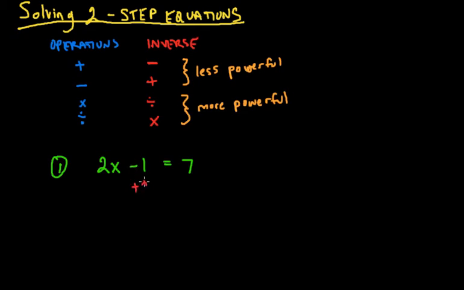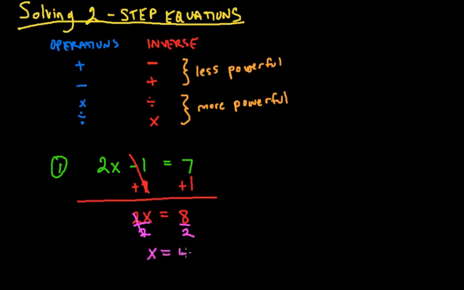So plus 1 on both sides. Let's take care of that first, and then we'll worry about the rest. The minus 1 and plus 1 cancel out. Now we have 2x equals 7 plus 1, which is 8. Well, what do we do now? Now we take care of the more powerful operation, multiplication. We divide both sides by 2, because now it's a one-step equation. So x equals 8 divided by 2, which is 4.